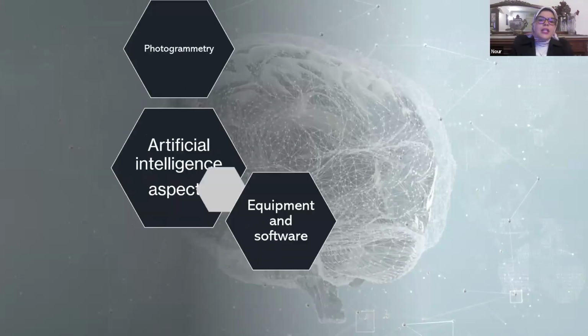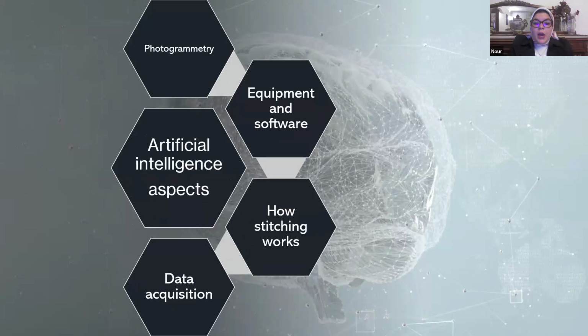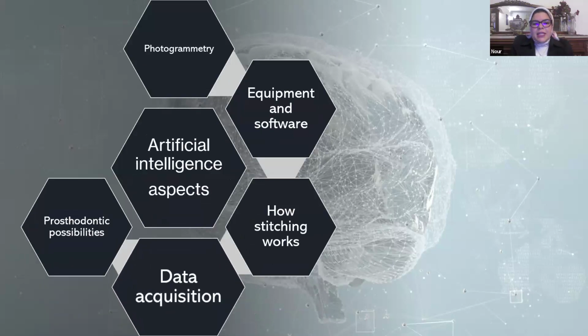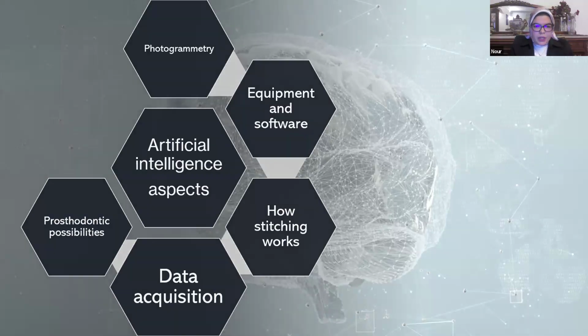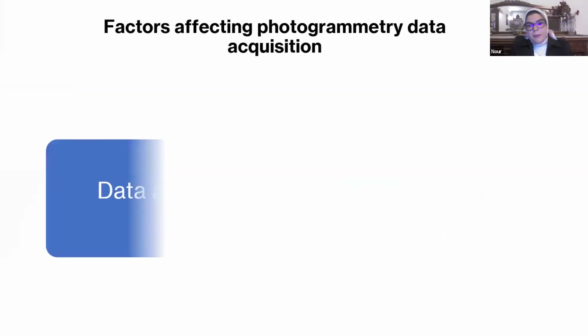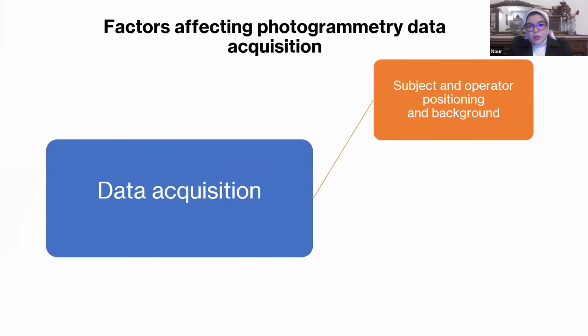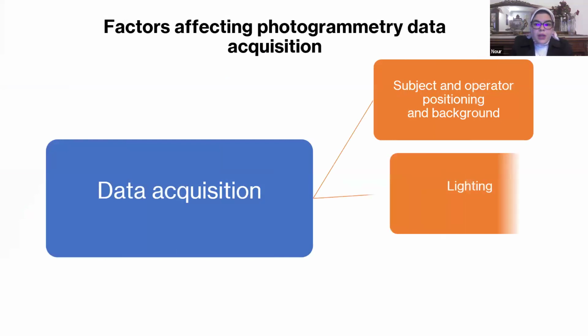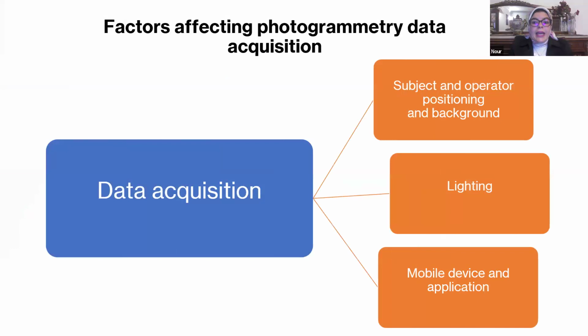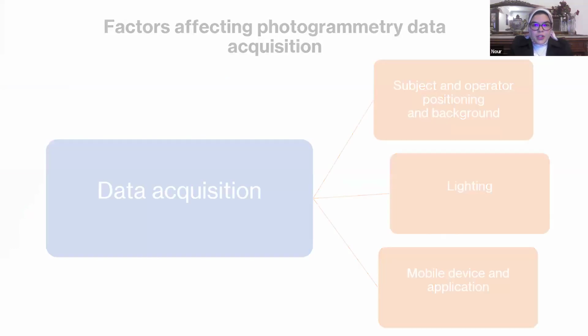We talked about the stitching and how it works. So let's discuss the data acquisition. And let's say that we have lots of factors that influence that variable, like, for example, the subject and operator positioning and background, the lighting, and the mobile device and application.